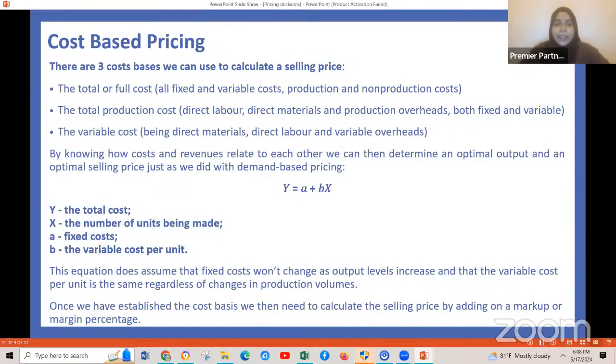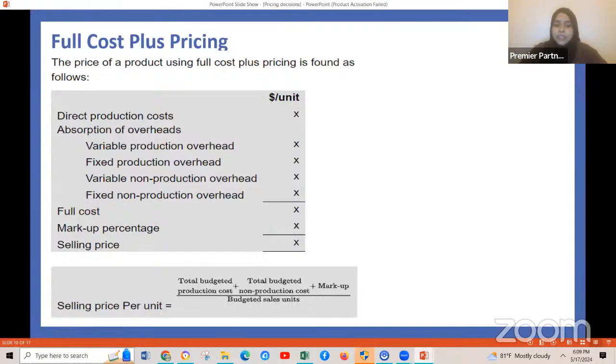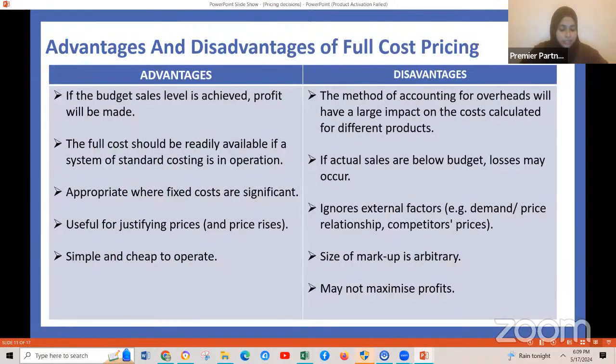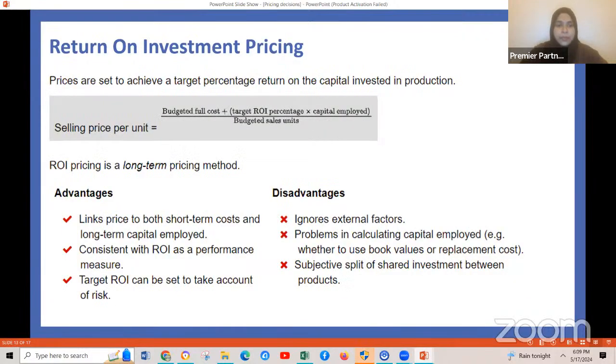Then you have cost-based pricing where you calculate your total cost, which is equal to fixed cost plus variable cost per unit into the number of units. And to your total cost, you add a markup percentage, and you get your selling price. So selling price per unit will be your total production cost plus total budgeted non-production cost plus your markup divided by the number of units sold. So these are all equations you have to remember.